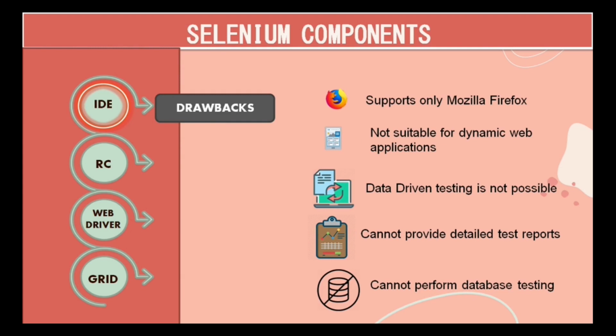Third, data-driven testing is not possible. Fourth, it cannot provide detailed test reports, whereas RC, the next version of IDE, can provide detailed reports. Then we cannot perform database testing through IDE, again because it is just a prototyping tool, used for demos and not for automating web applications. Due to these drawbacks, RC came into the picture. Now we have discussed the components of Selenium. Let's see the versions of Selenium.